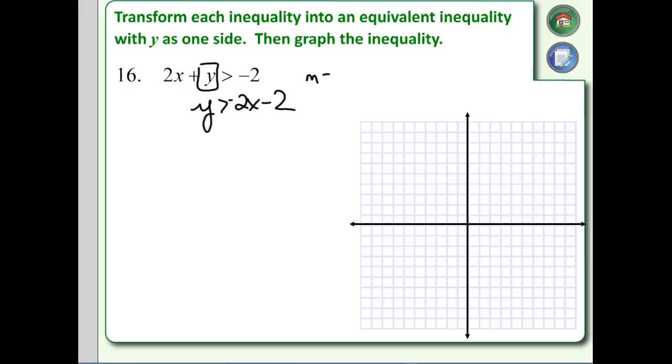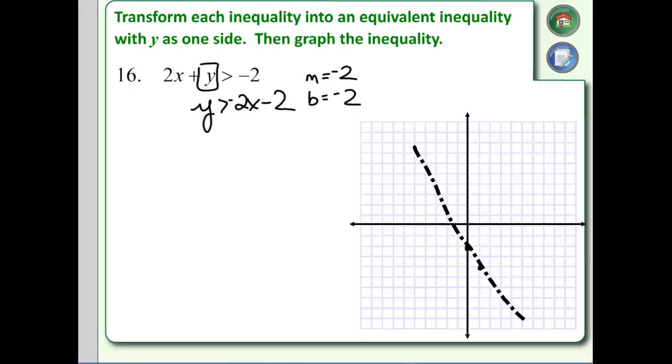Now we know our slope is -2. Our y-intercept is -2. And so when I go to graph that, we're at -2, y-intercept, y-axis. Slope is -2, down 2, right 1. Are we going to have a solid line or a dotted line this time? Yep, we're going to have a dotted line. So we go ahead and put our dotted line in.